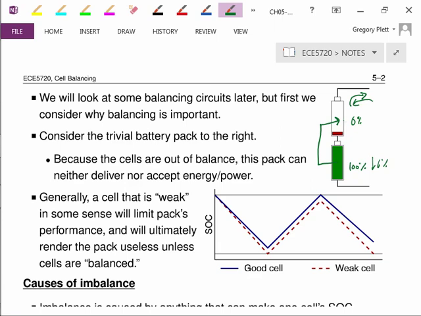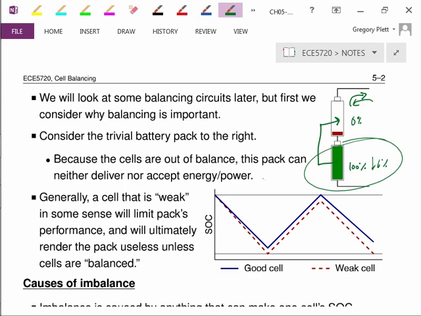And the point with the active balancing is that I'm not wasting all of the energy that's stored in this cell as heat. I'm actually recovering that energy. And in an actual circuit, it would not be 100% efficient, but I could recover a lot of that energy from that cell.